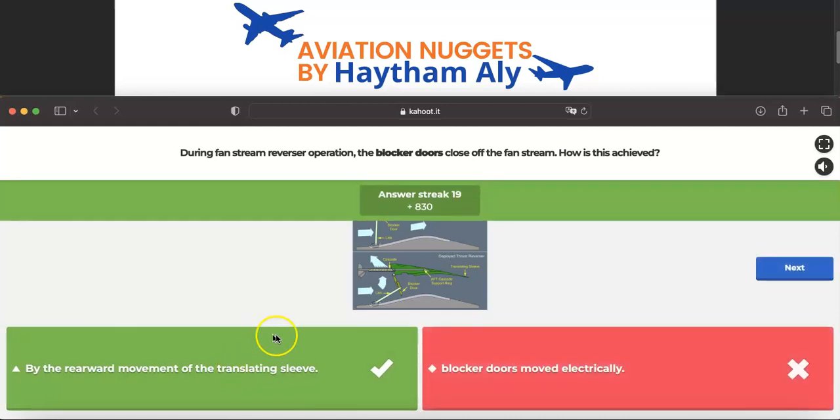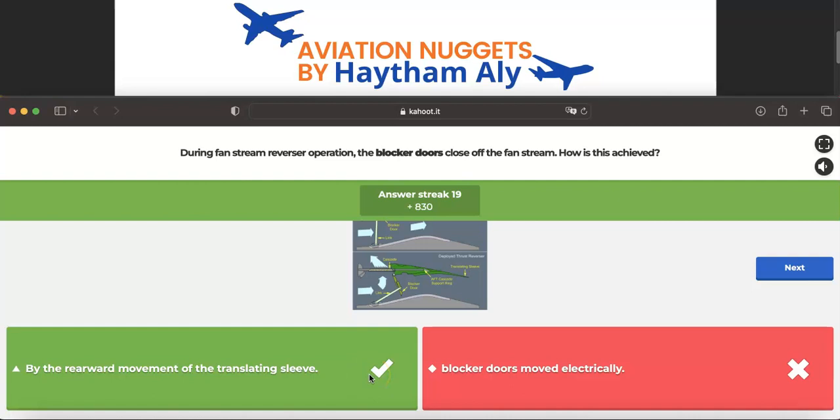Only when the translating sleeve goes rearward does it allow the drag link to operate the blocker door. Now the blocker door will block the fan stream and allow a forward thrust to be reverted to a reverse thrust. So only the blocker door will close and prevent the fan stream from going rearward, and allow it to go forward, by the rearward movement of the translating sleeve.